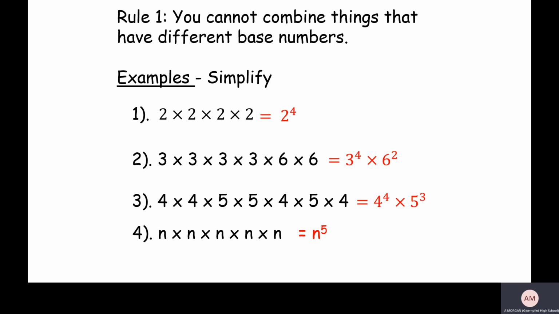And then it works beyond numbers. It works with algebra as well. So if we've got n times n times n times n times n, that is just going to be n to the power of 5, because we've got 5 of them. All the previous ones you could work out to be an actual number. This one you have to leave as algebra, because we don't know what the value of n is. So that's rule 1. Let's have a look at rule number 2.